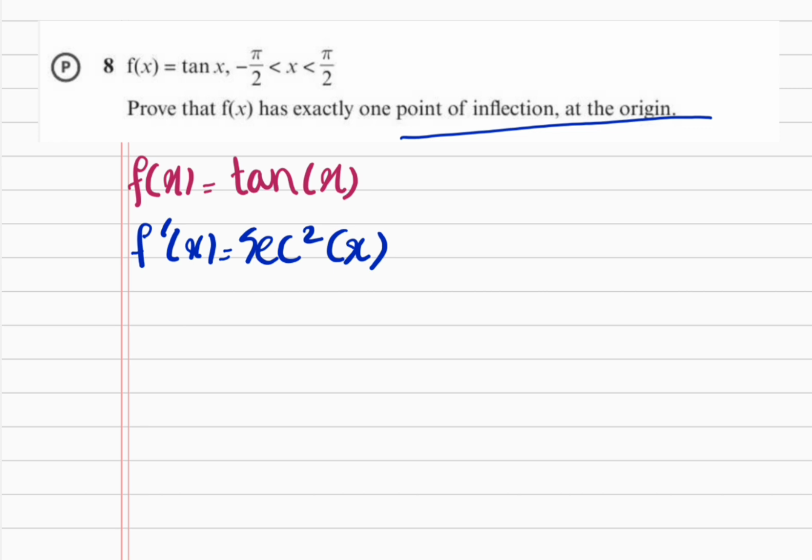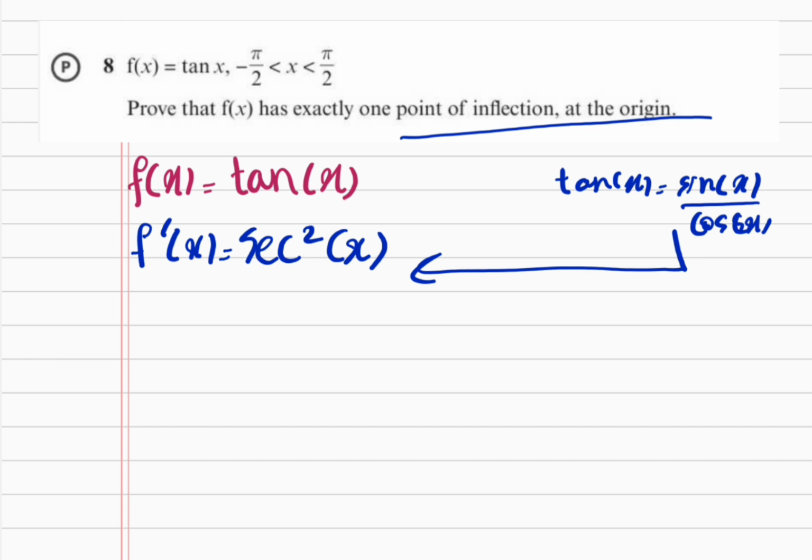It's just basically to tell you very quickly in case you don't remember the direct way, because we know that tan x is basically sine x over cos x. And then hopefully you know the derivatives of sine x and cos x, so you can just use the quotient rule to differentiate this, and then you will get sec squared x. So that's the direct way of doing so.